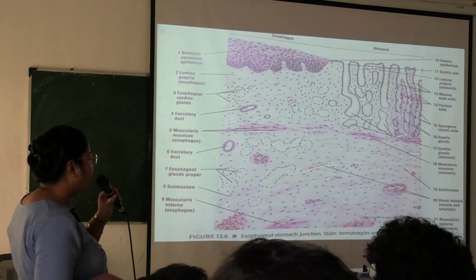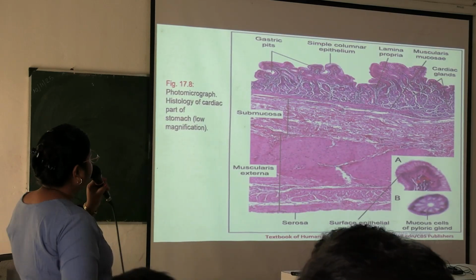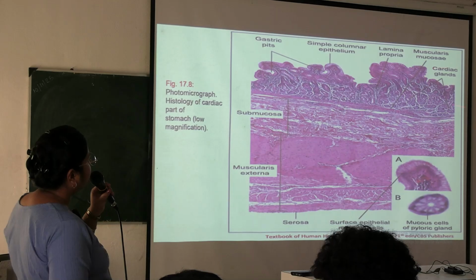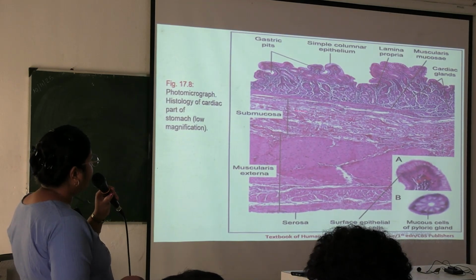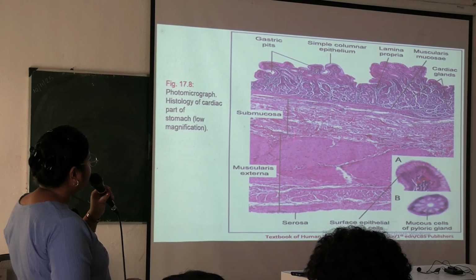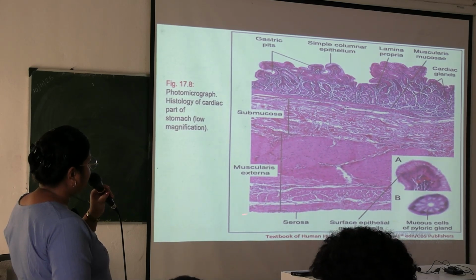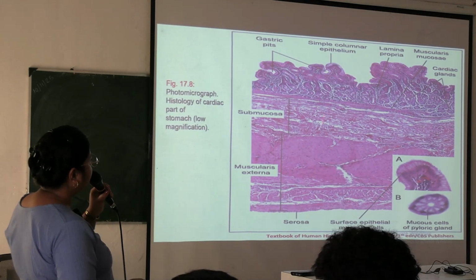Adipocytes or some other glands also present. Like this, you will see under the microscope: simple columnar epithelium, gastric pits, and these are the gastric glands, muscularis mucosa, submucosa, muscle layer, and outermost is the serosa. Okay, muscle layers, muscles are oriented in different directions.